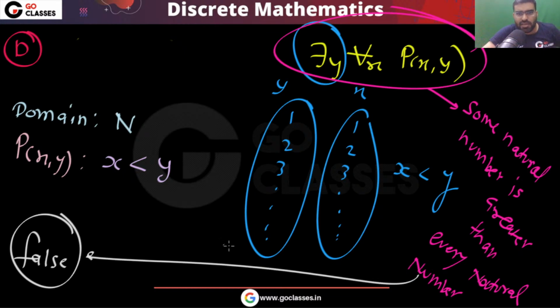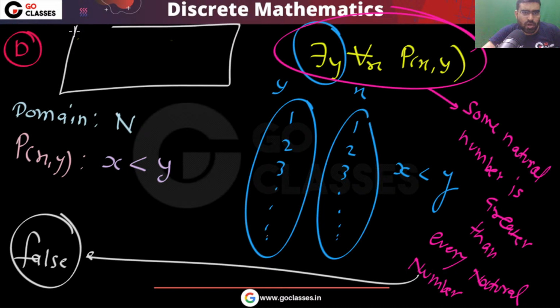Can I take y equal to infinity? Can I say that infinity is greater than every natural number? No, because infinity is not a natural number, remember. Many times I have told you this, but remember this point: always understand that infinity does not belong to the natural numbers. This infinity is not a real number.